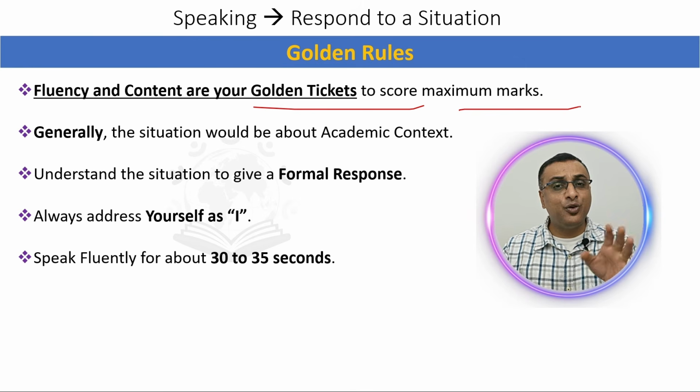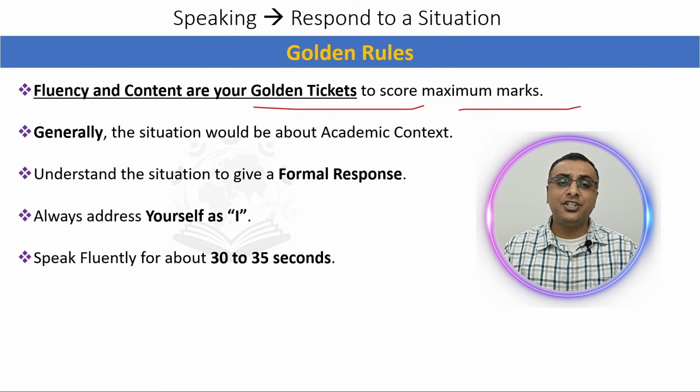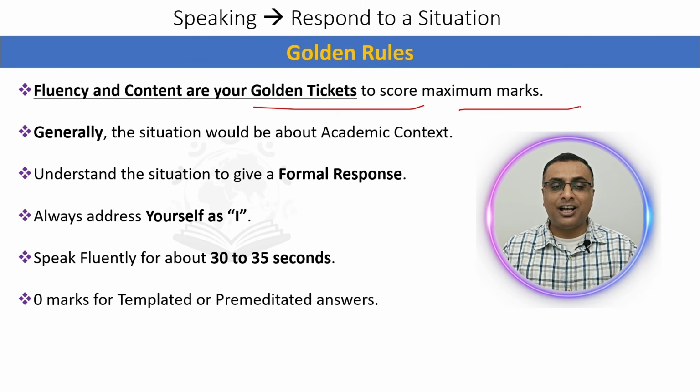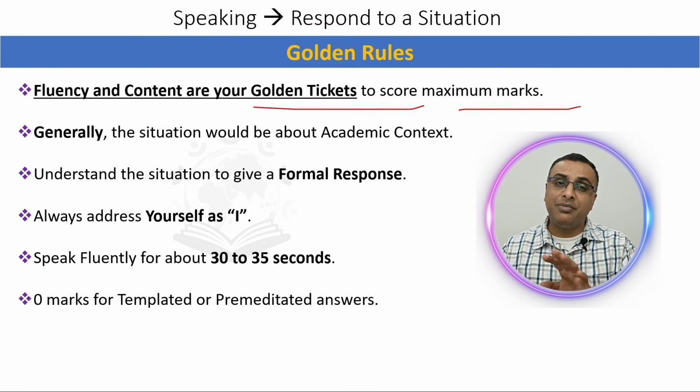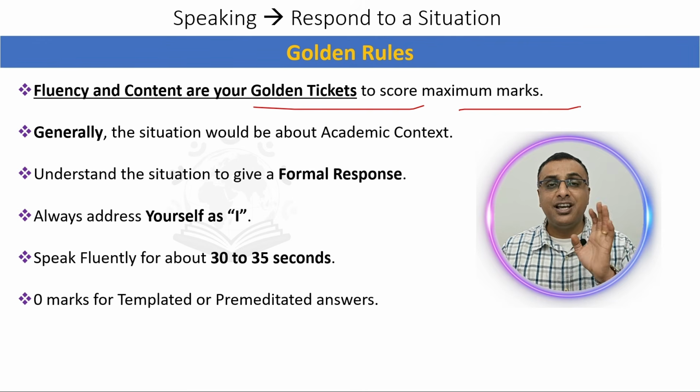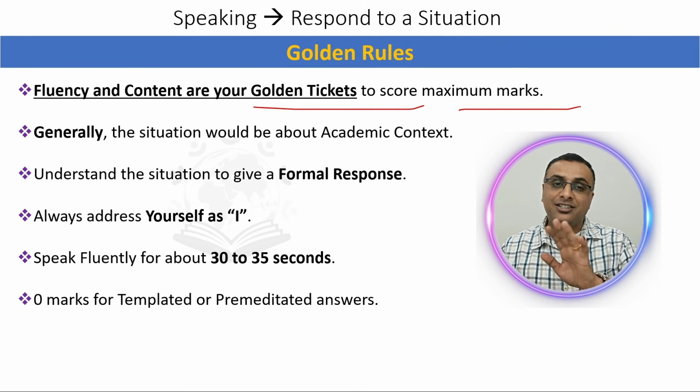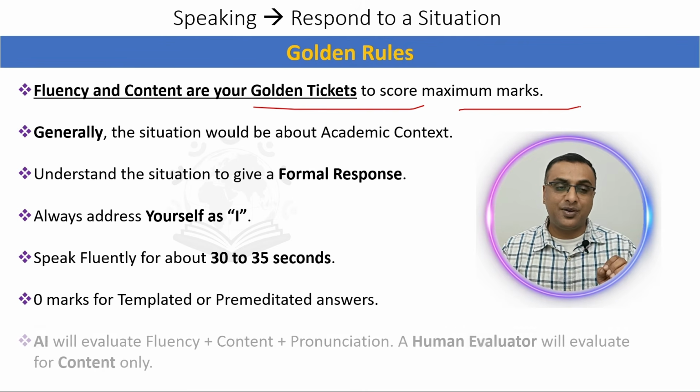Next, speak fluently for about 30 to 35 seconds. This is more than sufficient because you will have 40 seconds to come up with a response. Next, 0 marks for templated or premeditated answers, because if you get 0 for content, I'm sure they will not measure your fluency and pronunciation. Hence, 0 marks for that particular question.